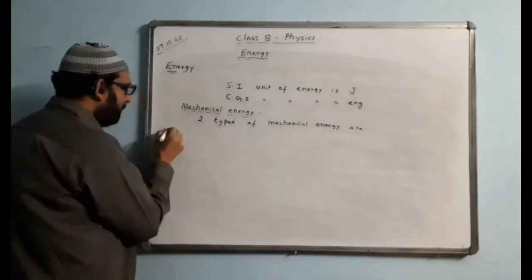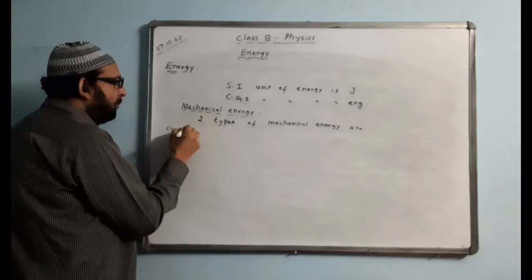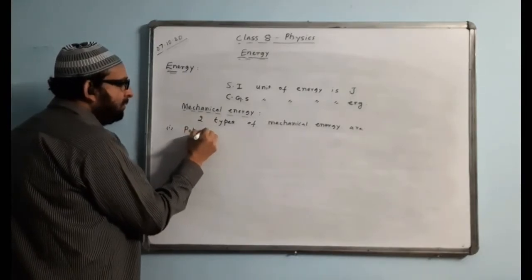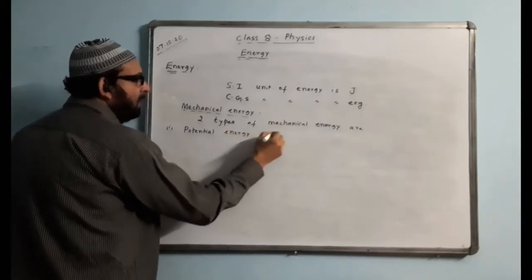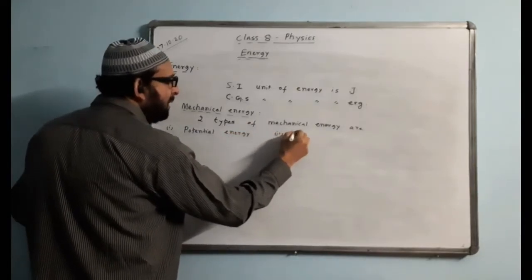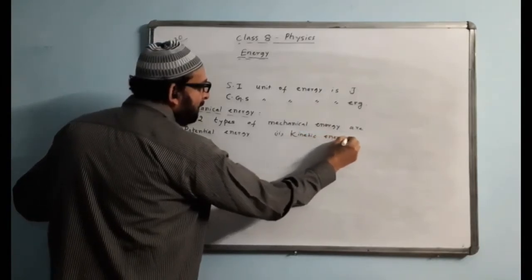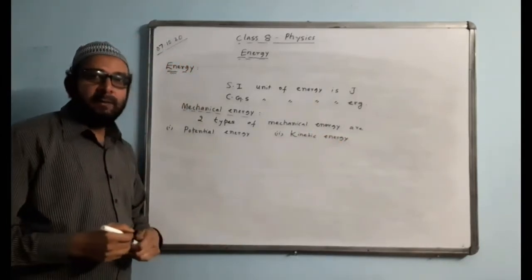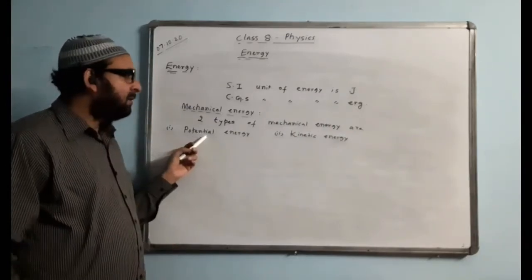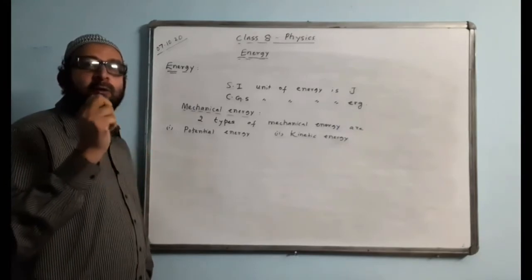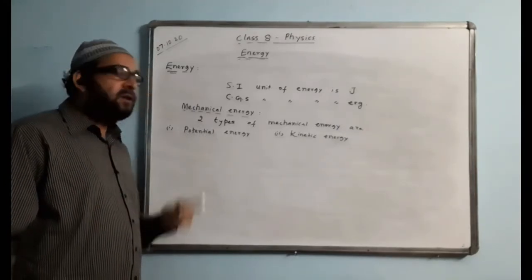I think you must have learned it in the lower class. Potential energy, or we call it gravitational potential energy. First we have potential energy, and the second one is kinetic energy. Kinetic energy is also called dynamic energy. Potential energy is the energy due to rest, and kinetic energy is the energy due to motion. As simple as that.